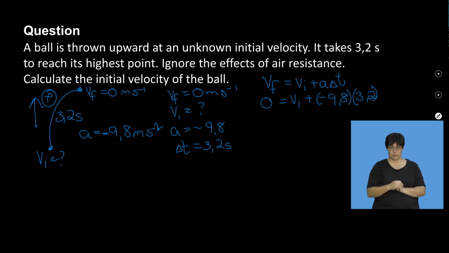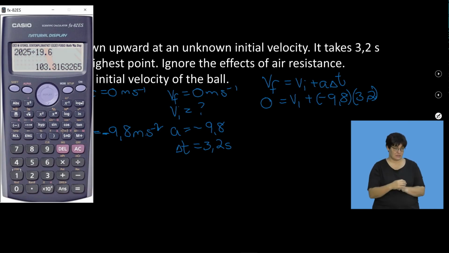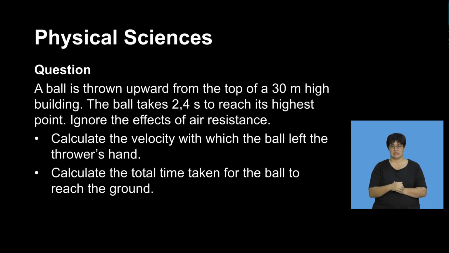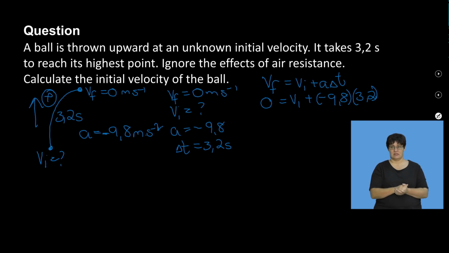We definitely need to put our calculators in this one. So we've got 9.8 times 3.2, and that gives us 31.36. Whoopsie, I didn't mean to do that. Let's go back. No, that's 0.